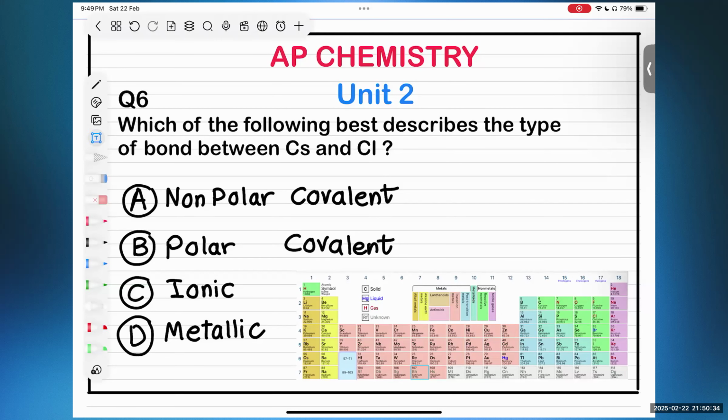A very similar question is asking about the difference between Cs and Cl and what type of bonding they are forming. The Cs and Cl, one here is on the right, a non-metal, and one here is on the left, a metal. So of course it is an ionic bond.